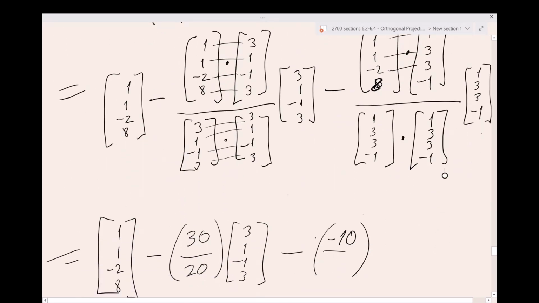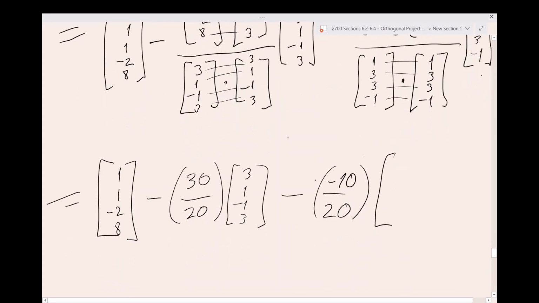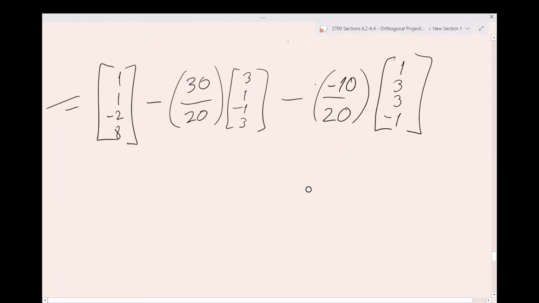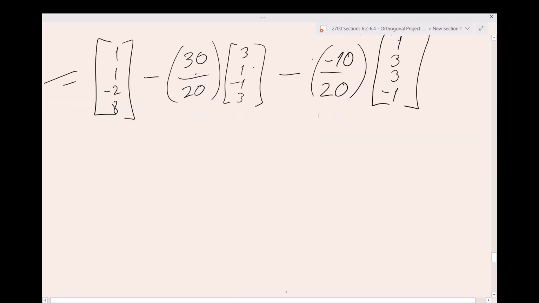Over on the bottom here, that's 1 plus 9 plus 9 plus 1, so we're 20 again. And that is scaling 1, 3, 3, negative 1. Okay, so now let's clean this up. This is 3 halves and this is a half. So let's do everything in terms of halves. Maybe that'll make the fractions a little easier to deal with.